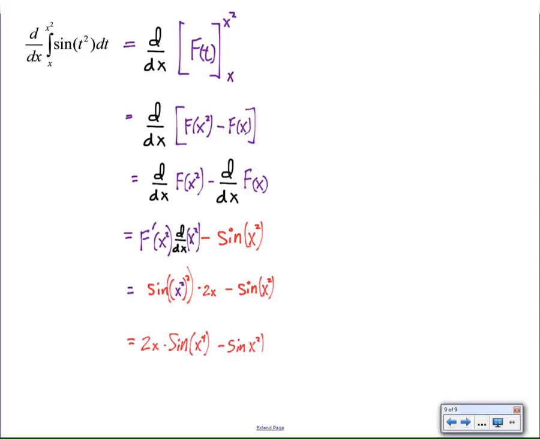So anyway, finishing up there, I've got a little cosmetics. X squared squared is x to the fourth, and the 2x I bring over in front so it doesn't get lost. And there you go. So this is a little bit different than just wherever I see a t, I replace it with x. We have to remember there's some chain rulage going on here.